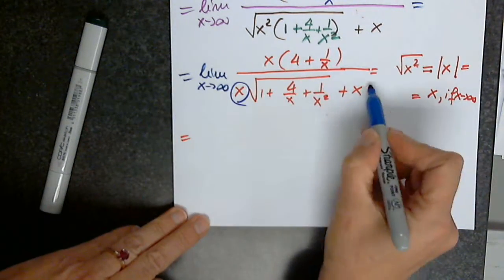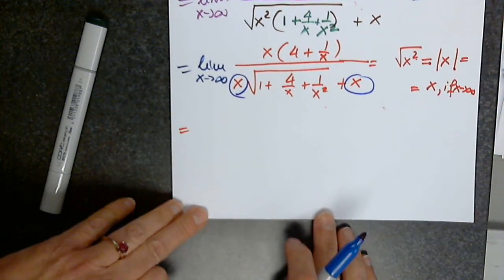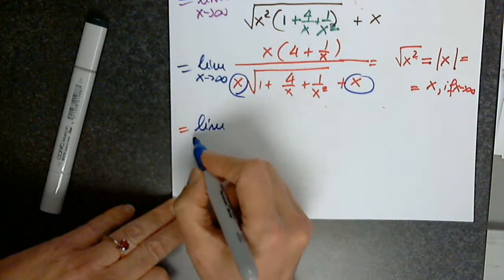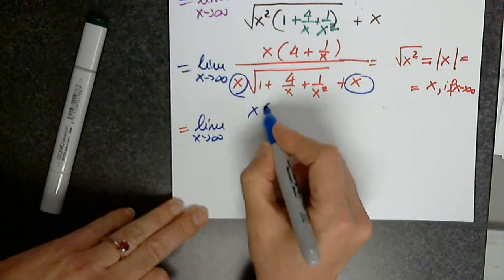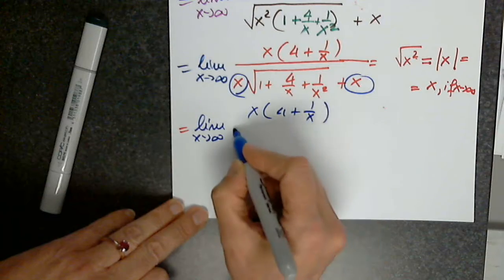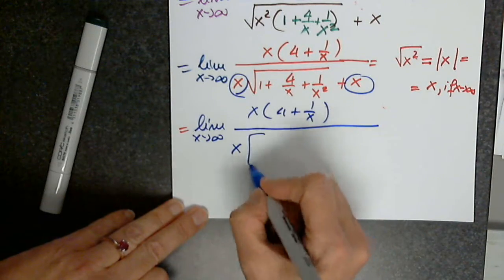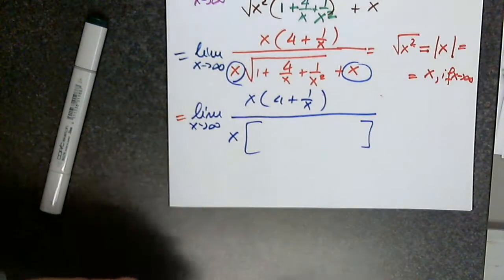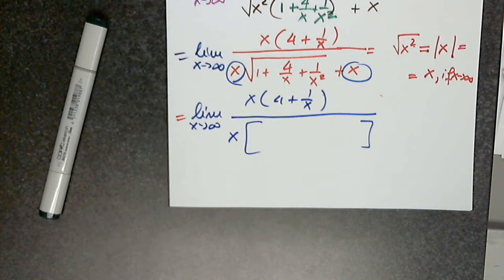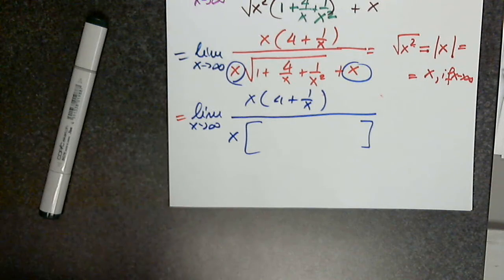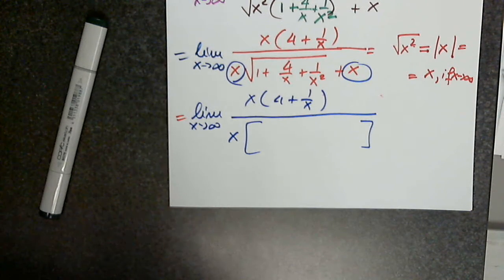Exactly. This x and this x, they're common factors, correct. So the limit as x approaches infinity, x times (4 plus 1 over x), and I factor out x. What is left in brackets? You can use parentheses, of course. What is left?